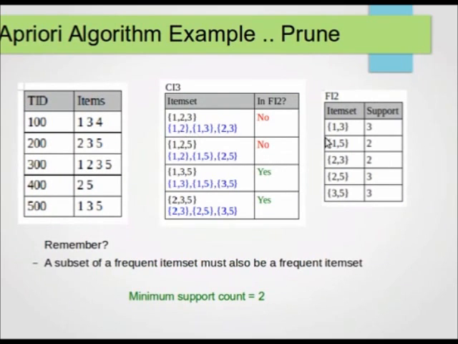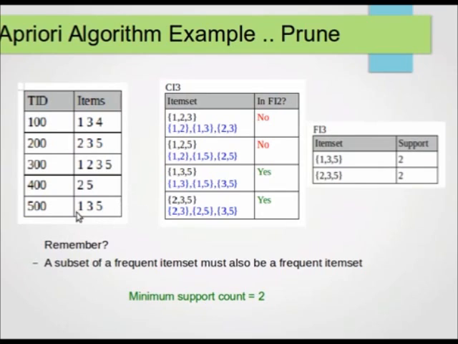So 1, 2, is it there? The answer is no. So remember, if any of these subsets is not in the frequent item set from the previous step, then we remove that item set. So 1, 2 is not there, immediately remove it. That's why it's red, we remove that. For 1, 2, 5, 1, 2 is not there, so that's why it says no, we remove it. For 1, 3, 5, 1, 3 is there, 1, 5 is there, 3, 5 is there, likewise for 2, 3, 5, all these subsets are in the frequent item set from the previous step. That's why we keep them. That's how pruning works.